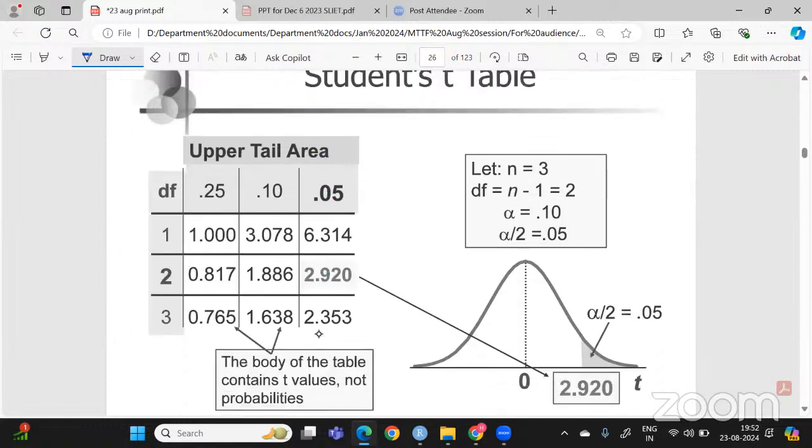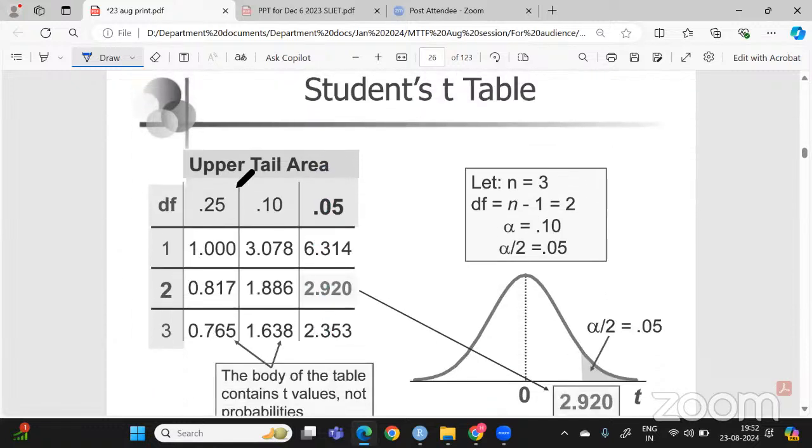This is one example of a student t table, in which you can see the values corresponding to 2.5%, 5%, 10% against the degrees of freedom. Okay.